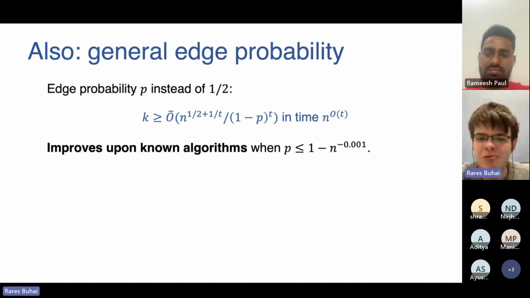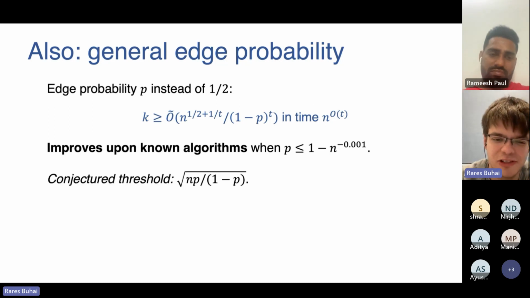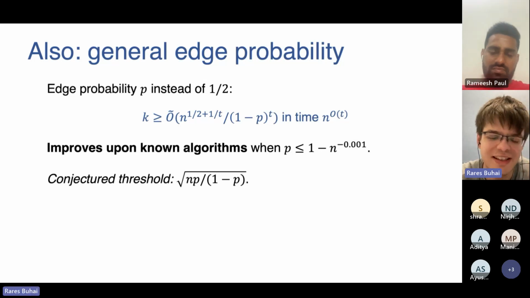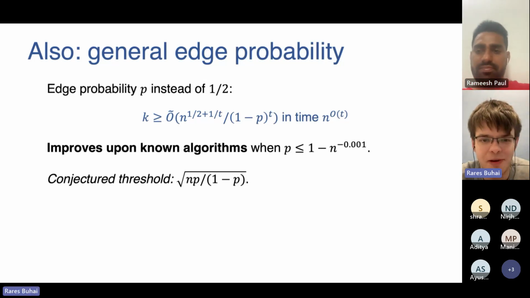When p is super close to 1, the reason why our algorithm becomes worse is because we have this dependency on 1 over 1 minus p to the t, so it can really blow up. I'll just say that the conjectured threshold for general p is root n times p over 1 minus p. So the fact that we have this 1 minus p to the t shows that we are still far from the conjectured threshold. And as I said, not only us, every paper; we are in fact better than most papers when p is not too large.